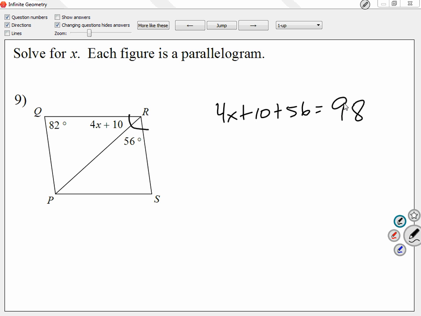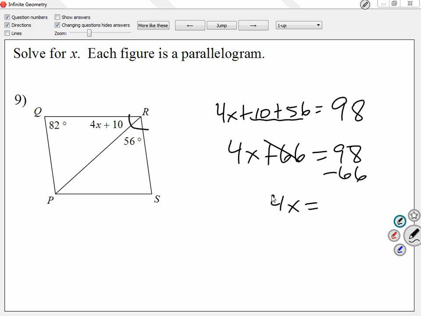So we can do this. We can simplify 10 plus 56. Let me write this as 4x plus 66 is equal to 98. Then my positive 66 on the left, let me move it as a negative 66 on the right. So we get 4x equals what? 32. Since 4x equals 32, what's x? 8.